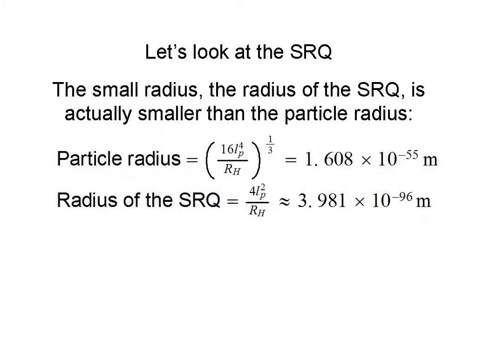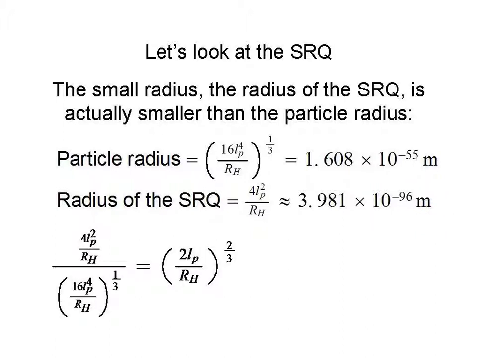Let's look at the SRQ, or small radius quantum. The radius of the SRQ is actually smaller than the particle radius. Our particle radius, given by the figure here, is 1.6 times 10 to the minus 55 meters. The radius of the SRQ, 4 times the Planck length squared divided by the radius of the hyperverse, is approximately 3.98 times 10 to the minus 96 meters.